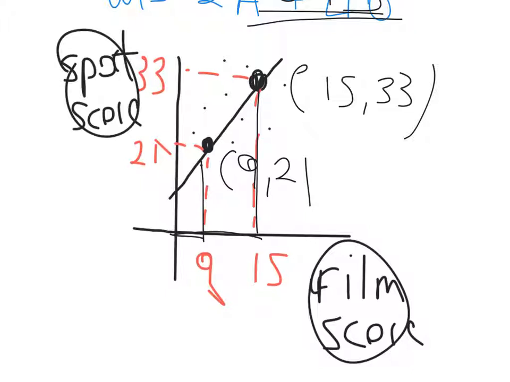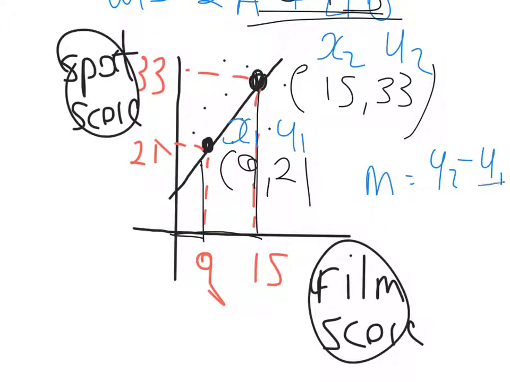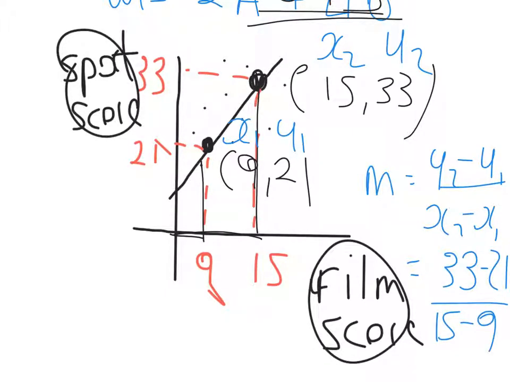I then label x1, y1, x2, y2 and calculate the gradient. So the gradient is y2 minus y1 over x2 minus x1. That's 33 take away 21 over 15 minus 9, and that's 12 over 6. The gradient of the line is equal to 2.